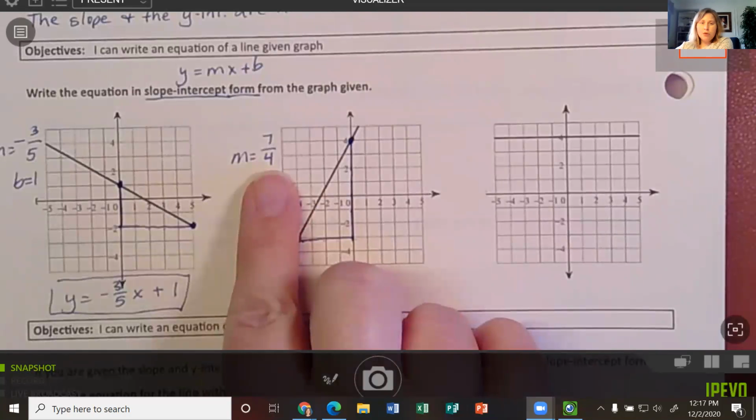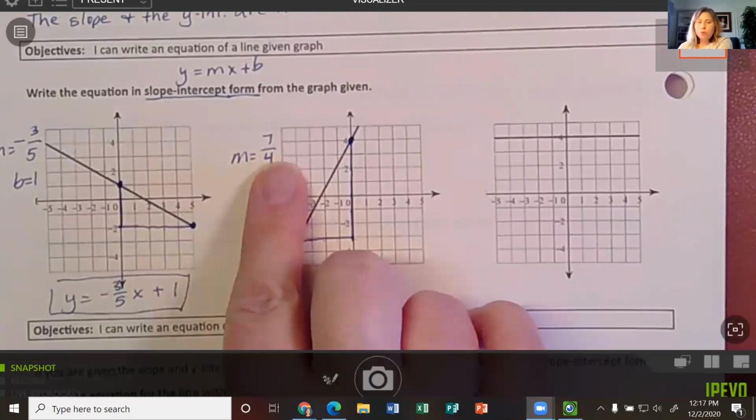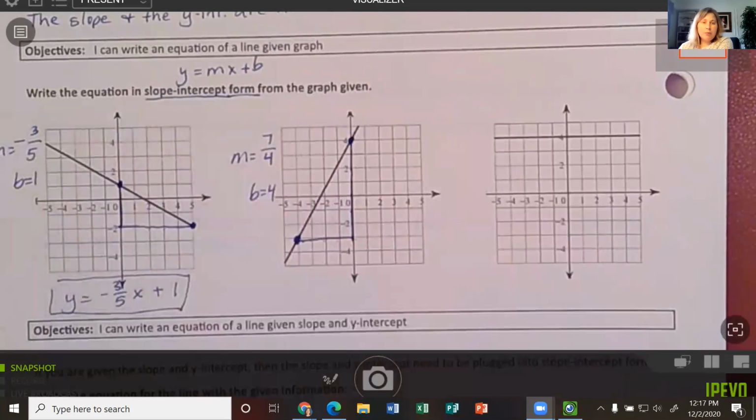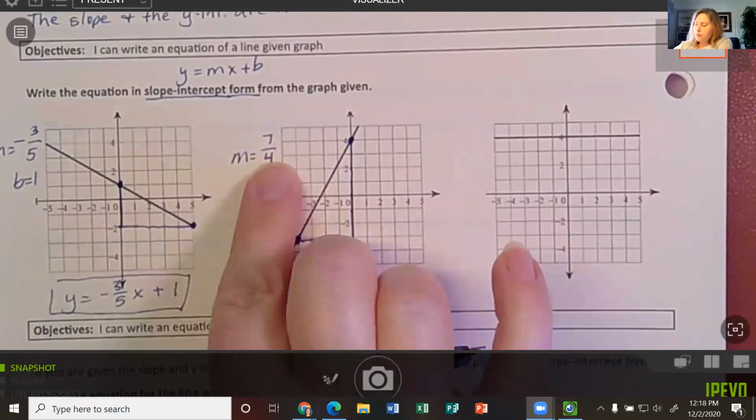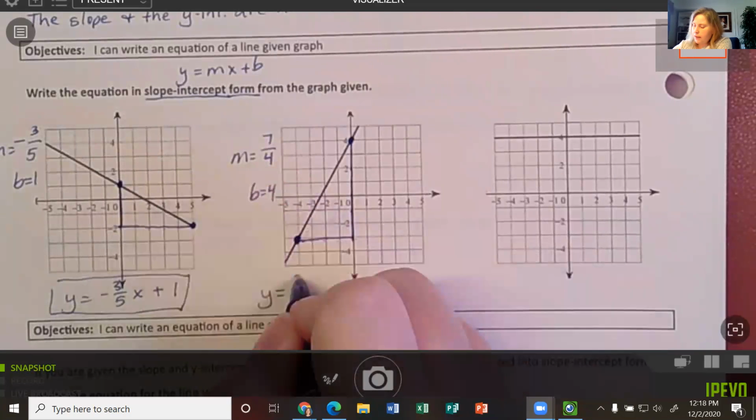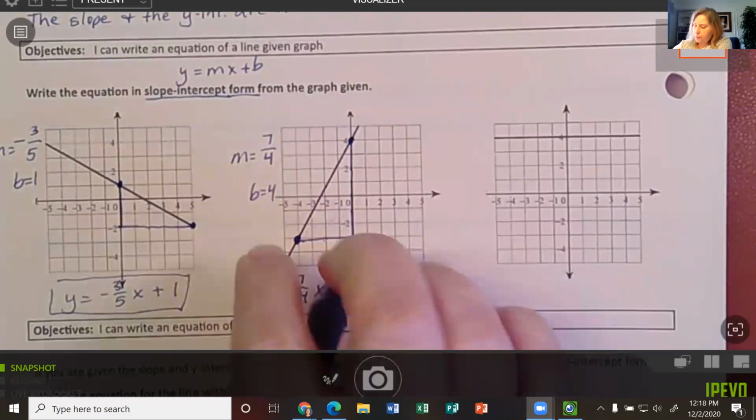So we have that rise over run. Okay, so we're going to leave it as an improper fraction. So the equation of this line would be y equals mx plus b. So here's our m. So y equals 7/4 x plus 4.